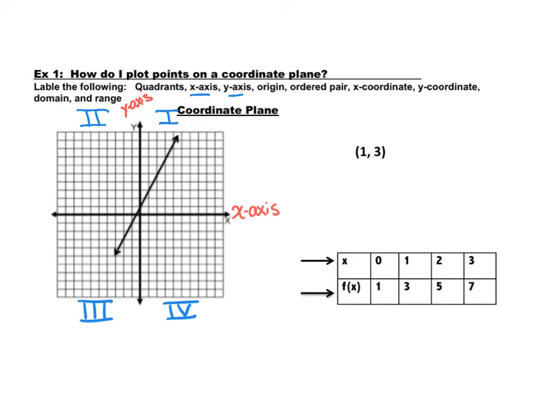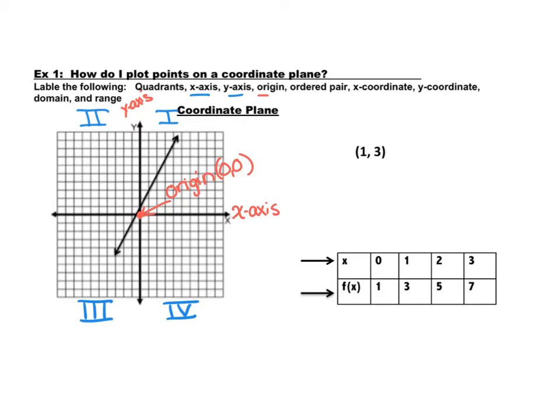It wants the origin. The origin is where we have 0, 0. It's where the axes meet or they intersect. So here's our origin. And then let's label that with the point 0, 0.